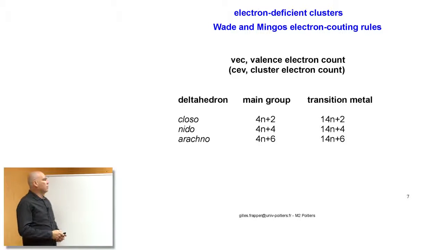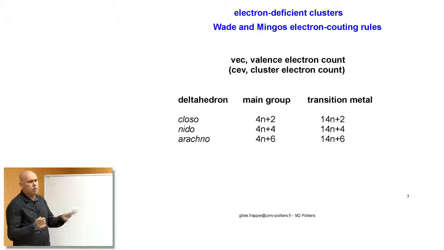Okay. So, as we did previously, we have to count the electrons. And the rules are the following. First you have to look at the aggregate. Then you count only the valence electrons, or what we call the CEV, cluster electron count. Doesn't matter, it's the same. And for a main group aggregate, if this count follows the 4n plus 2 rule, we will have what we call a closo deltahedron. Plus 4 a nido and plus 6 an arachno. I will show you what is closo, nido, and arachno.